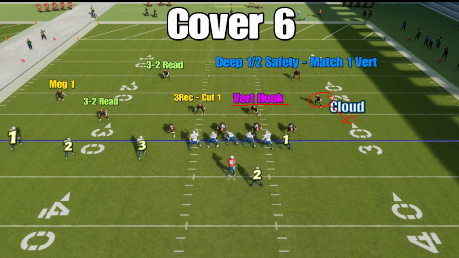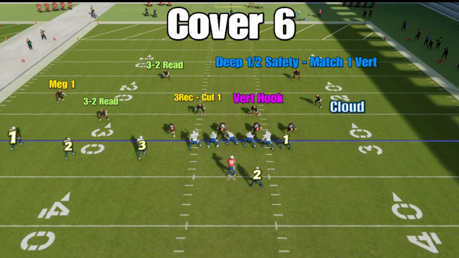But what's most interesting about this is, yes, he's a deep half safety, but he actually matches a vertical route by number 1. If 1 runs a deep curl, he matches it. If he runs a deep post, he matches it, right? He's not just drifting off into space. I was amazed when I saw this, because whenever you have a deep half safety, from what I've seen, he just goes off into space. I think one of you guys even alluded to this in a previous video. I just never had a chance to go and take a look at it.